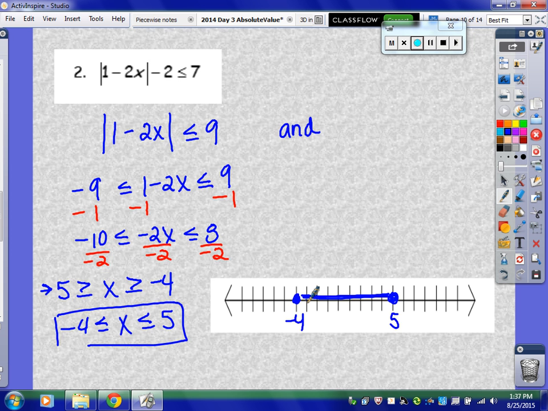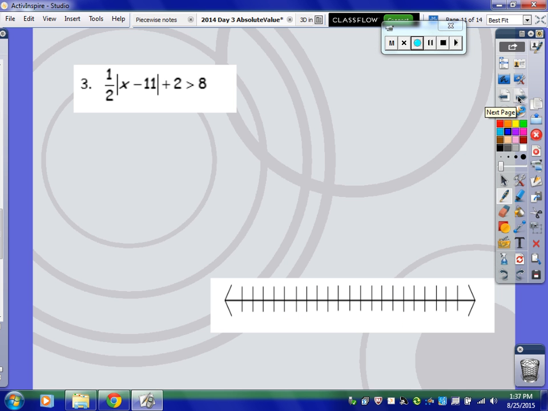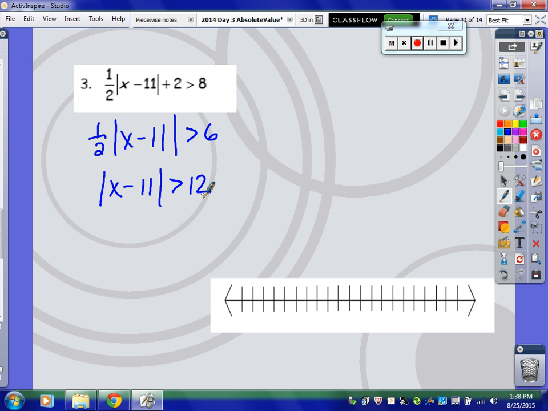Okay, let's do one more. Alright, when you look at this, you see that the absolute value is on the left. That's good. Check. Alright, we need some isolating here. Let's isolate before we decide whether it's a greater than, a less than, an and, or an or. So you got 1/2. I'm going to subtract 2, so I get 6. And then I'll multiply by 2. So the absolute value of x minus 11 is greater than 12.